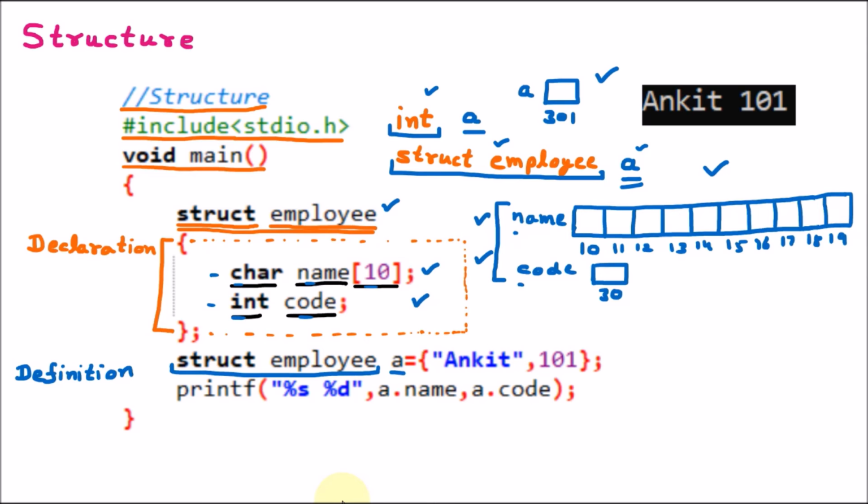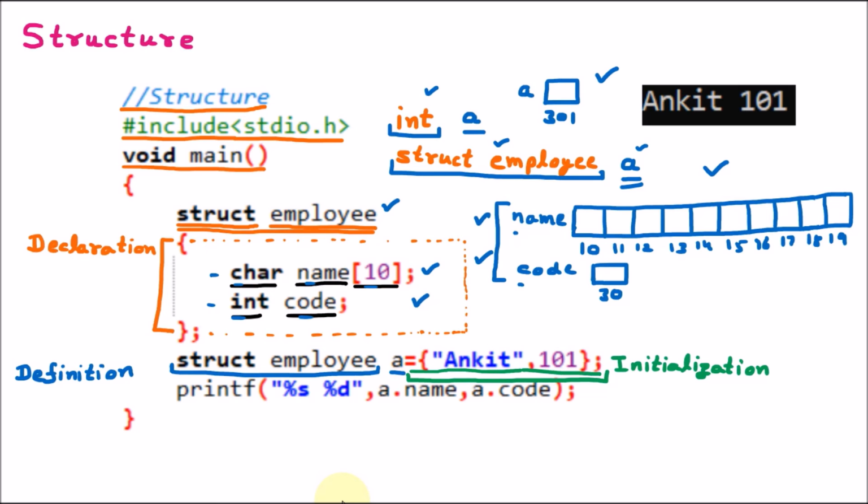Now after that we have equal to, then curly bracket start, then here we are initializing Ankit, comma 101, then curly bracket close and semicolon. So here we are going to provide the values. This is called initialization. Starting from equal to until the end, we are providing the values. So this is called initialization.